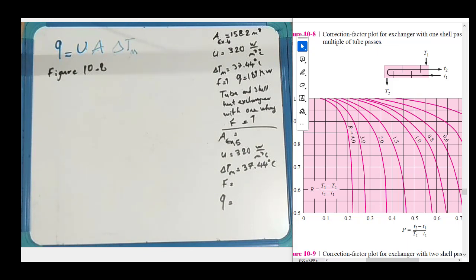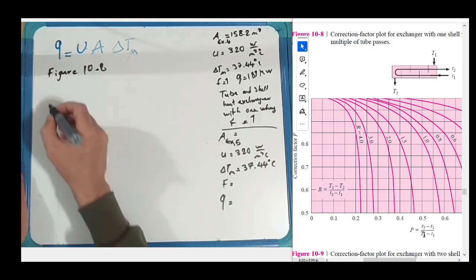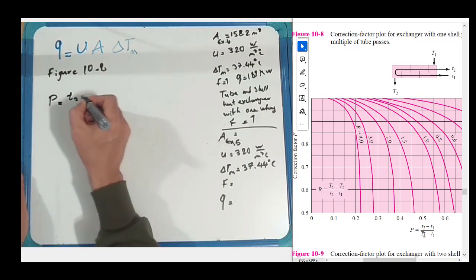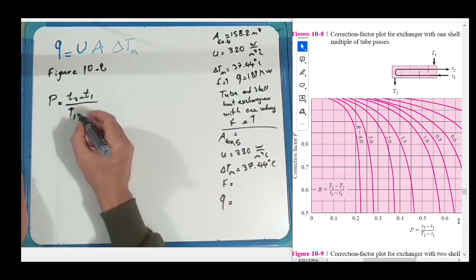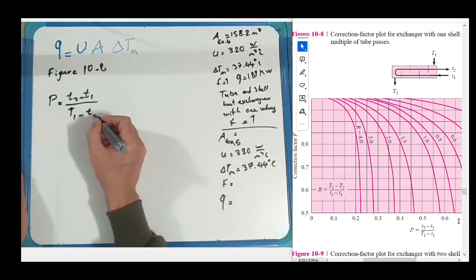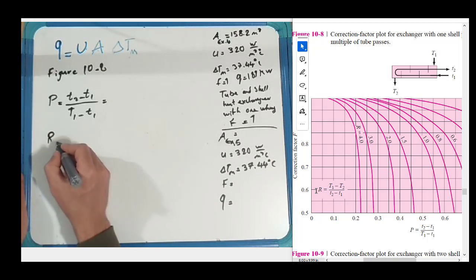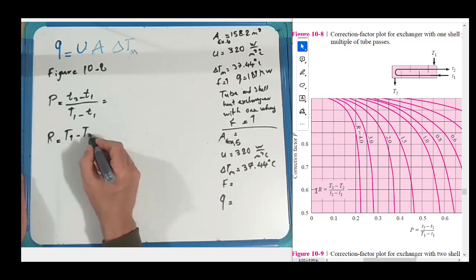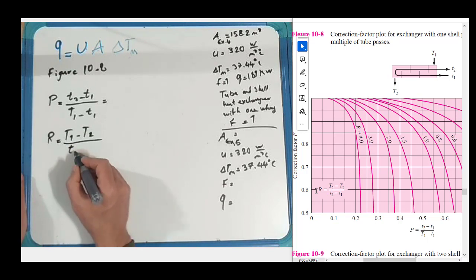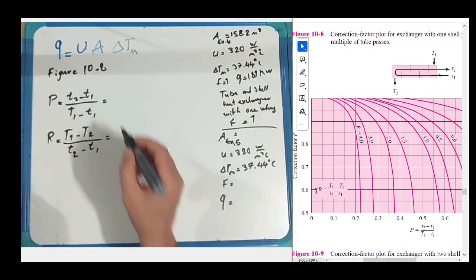So as you can see here, on the x-axis, I should calculate P, which is small t2 minus small t1 divided by capital T1 minus small t1, and another one, R, capital R. I should calculate these two parameters for knowing F. R is capital T1 minus capital T2 divided by small t2 minus small t1. I should calculate these two numbers.